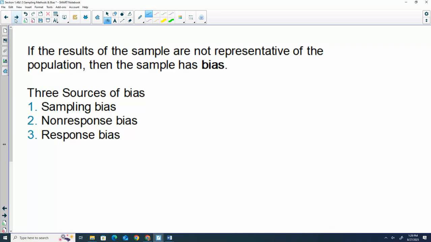So now we're ready to talk about bias on our definition stage. So under our chart on the definition stage, if our sample does not really represent the entire population we are worried about, then we are looking at bias. There's really three different ways that we can get bias in our sample. There's sampling, non-response, and response bias. So, for your definition of bias, you can just say the results are not representative of the population. That's the definition of bias.